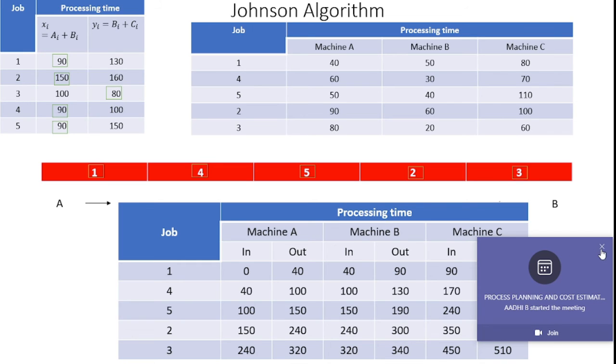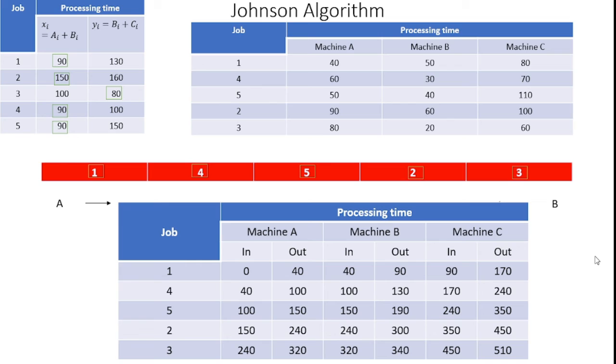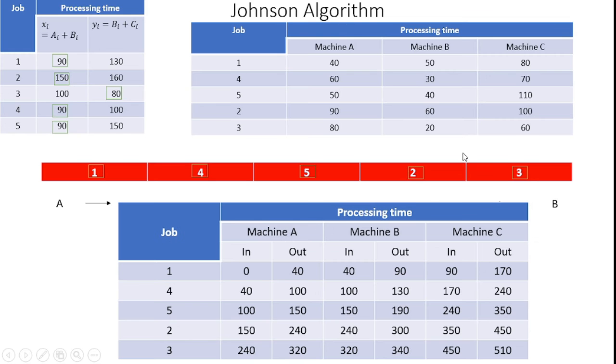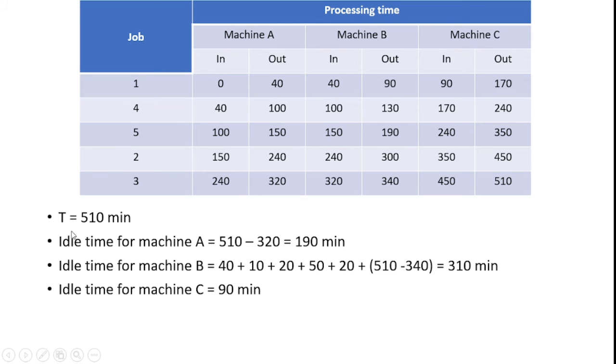Likewise, I can arrange the table. Okay, arrange the table, and then finally I have to identify the total elapsed time. According to the previous table, the total elapsed time is 510 minutes, so for the 5 jobs running, the total elapsed time with the 3 machines is 510 minutes.